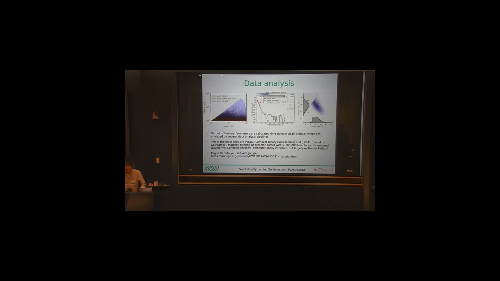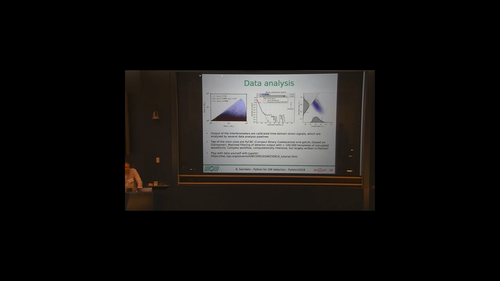Then really quickly about some other parts of the machine. I don't know a lot about the data analysis myself, but when our machine is running, the whole output of our machine is just a stream in the time domain, probably at 10 kilohertz or 4 kilohertz, of time domain strain data. This is fed to several data analysis pipelines in parallel. Two of the main ones are called PyCBC, which stands for Compact Binary Coalescence, and there's another one which is based on the open source GStreamer framework.